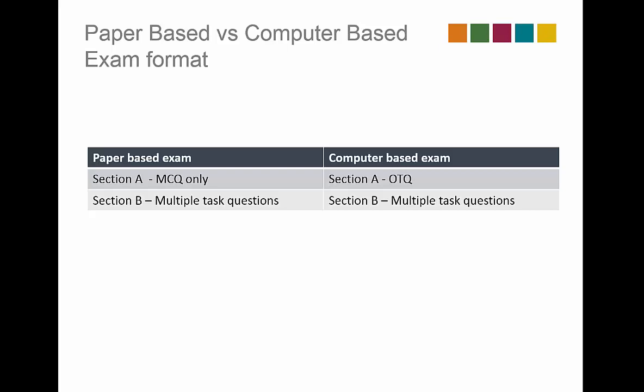In the computer-based exam, section B will also comprise of multiple task questions. So again, there will be 3 questions worth 10 marks each, but rather than them just consisting of multiple choice questions, again, these will be based on objective testing questions and could cover any of the different styles of questions that we just mentioned previously in relation to section A of the paper.